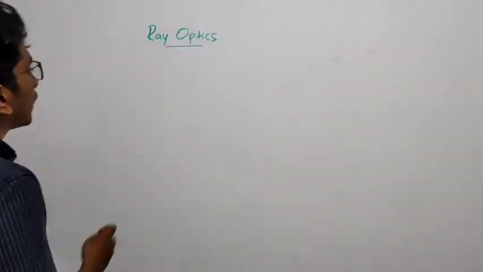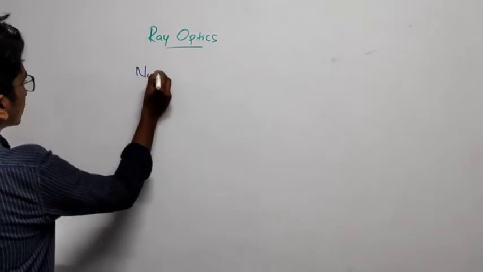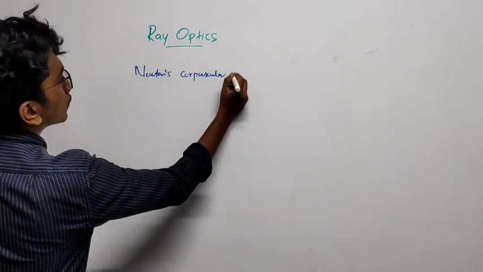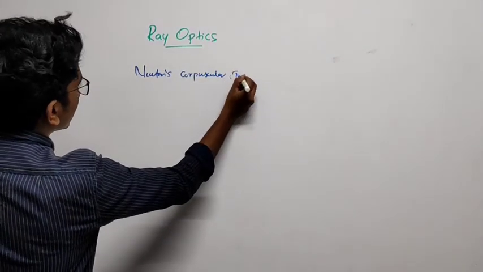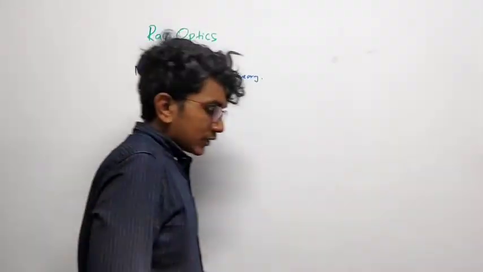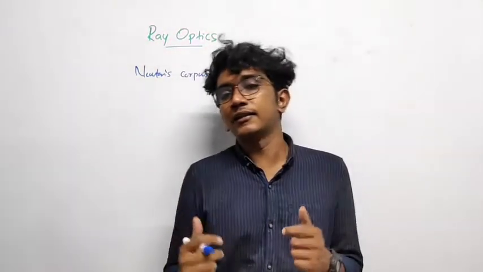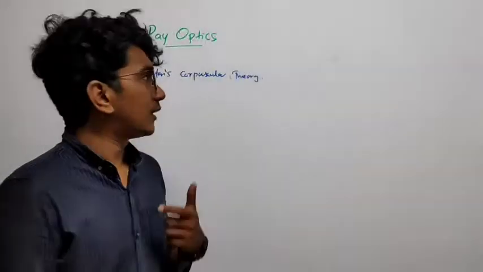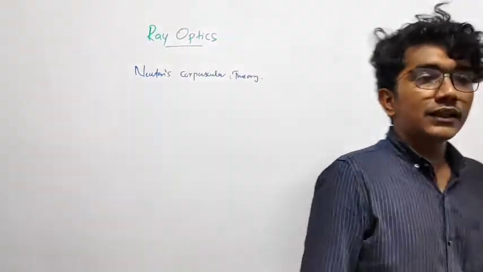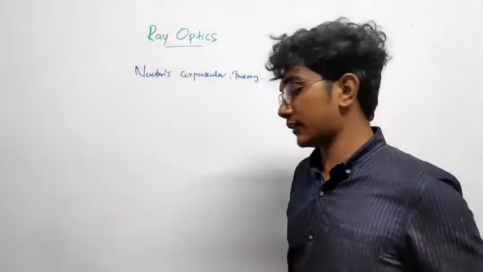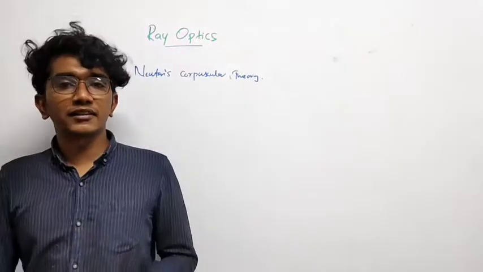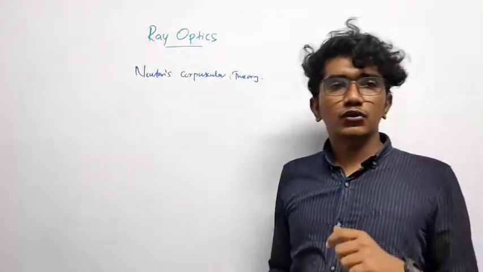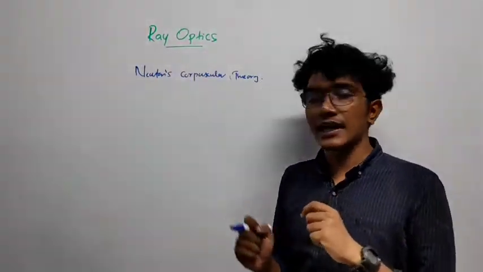You must have heard of Newton's corpuscular theory. It says that Newton considered light as a particle. We are going to talk about light as a ray, so that is why this chapter's name is ray optics. Ray optics and optical instruments are there, but optical instruments we will discuss later. Now, ray optics. Newton actually considered light as a ray.